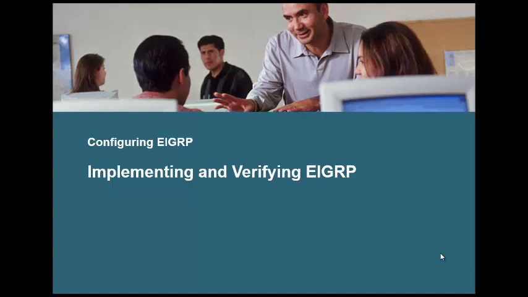Right, implementing and verifying EIGRP. Now there are two ways of implementing EIGRP. Even for the verification, there are two ways. One is mentioned in this presentation, which is a traditional way, a classical way. There is also a new way of implementing, configuring and verifying EIGRP.